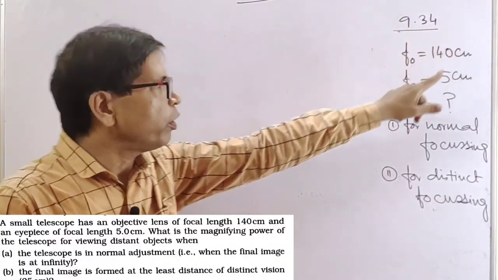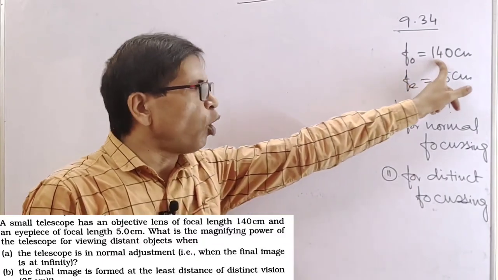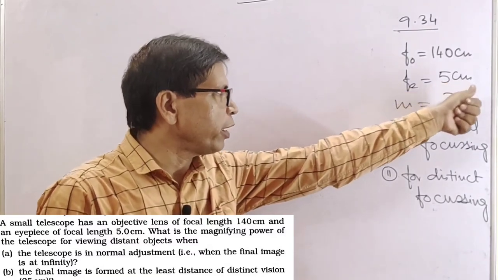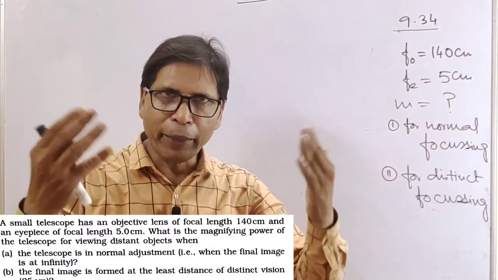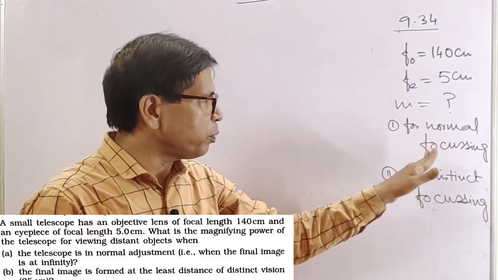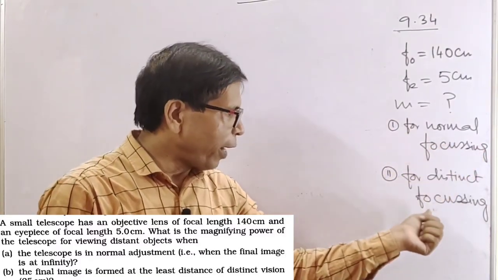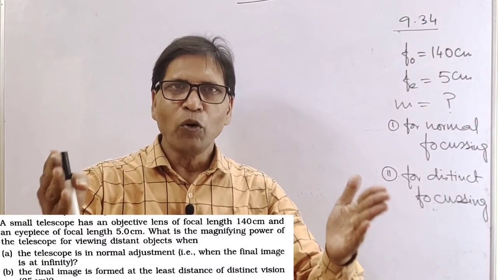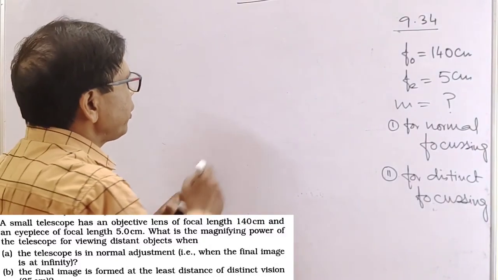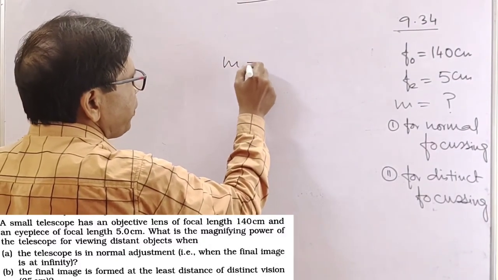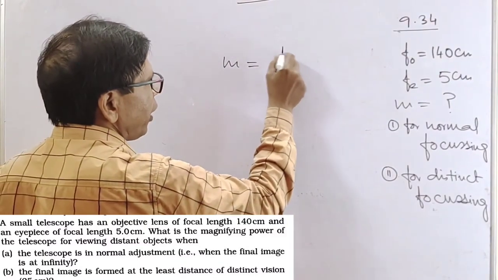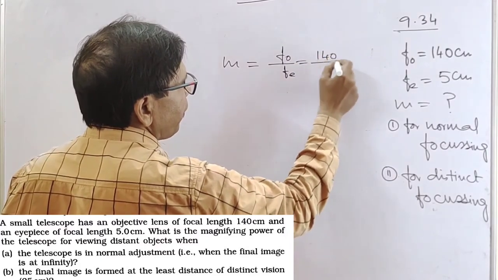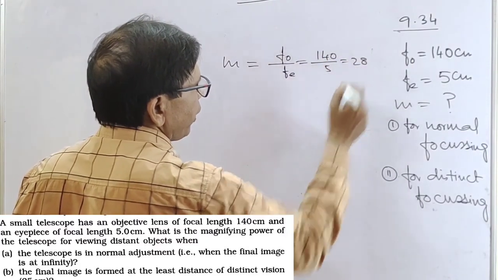Now a numerical, NCERT 9.34. A telescope has objective focal length 140 centimeter and eyepiece focal length 5 cm. We have to calculate the magnifying power when the final image is formed at infinity and when the final image is formed at the least distance of distinct vision. We know the angular magnification for infinite focusing is FO by FE. So this is 140 divided by 5, which is 28.